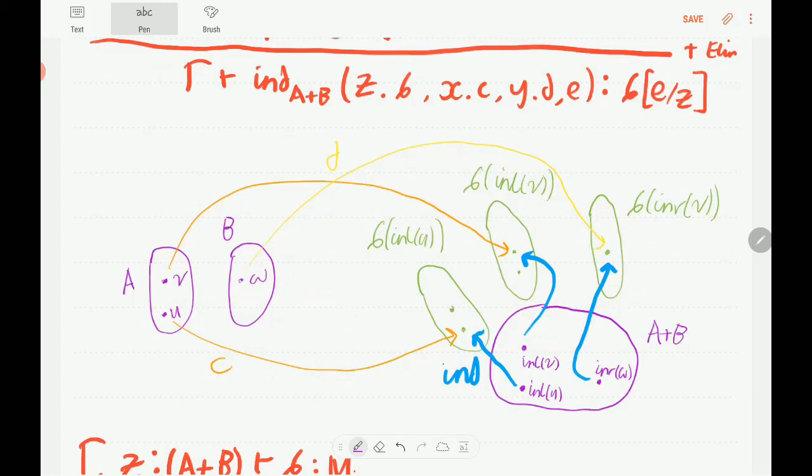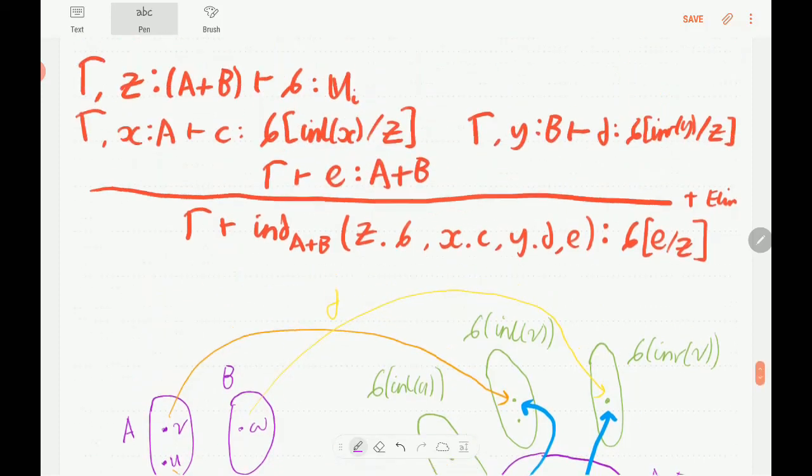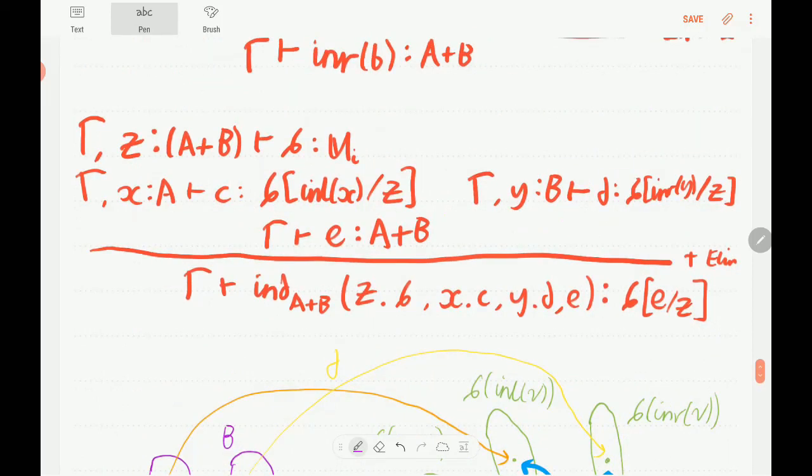And given this stuff, we can define this other kind of function from A plus B to the values of our type family zeta, which works in a similar way to how C works on the values that came from A and how D works on the values that came from B. So this is the formal description of the typing for such a thing.